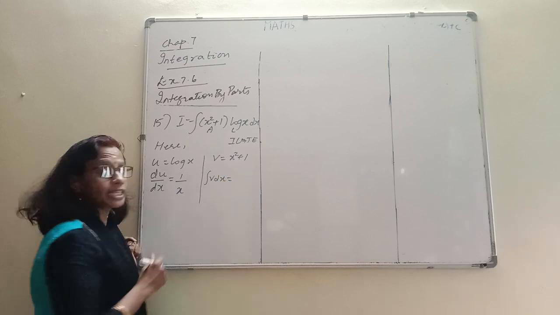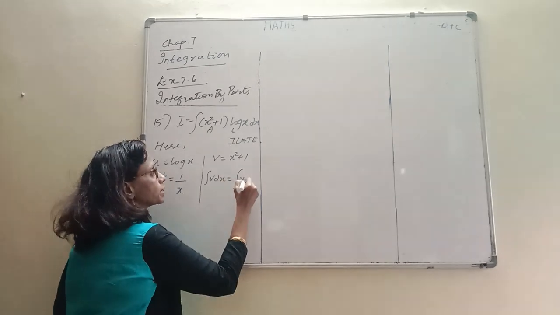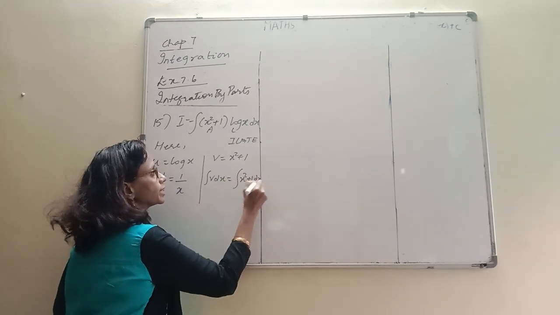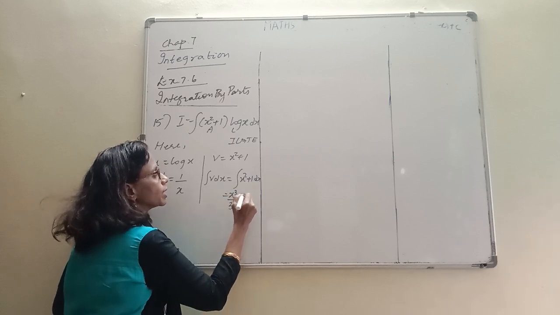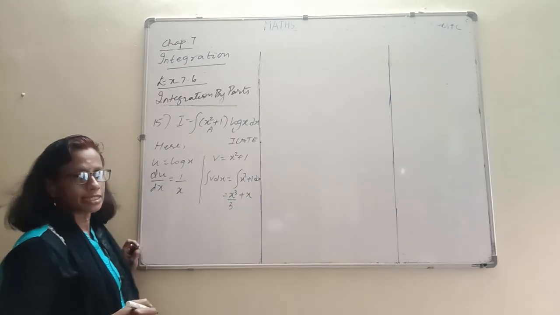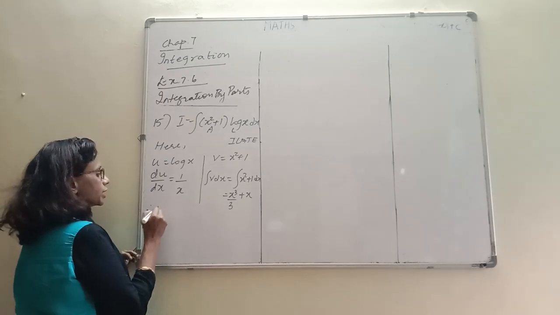So we'll take the integral of x squared plus 1 dx. Let's find the integral of x squared. We know it's x cube over 3, and the integral of 1 is going to be x. So these are things ready with us. Now let's go for the integral.